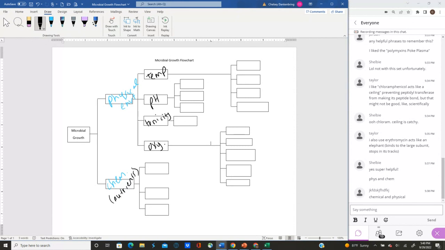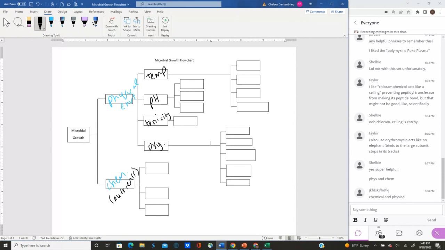So within physical environment, we have to consider the temperature of the environment, the pH that the microbes need, tonicity, and then oxygen. Now remember, y'all, when I say oxygen, I'm talking about atmospheric oxygen, like O2. Okay, so thinking about temperature, we classify bacteria based on the optimal temperature that they need to grow.